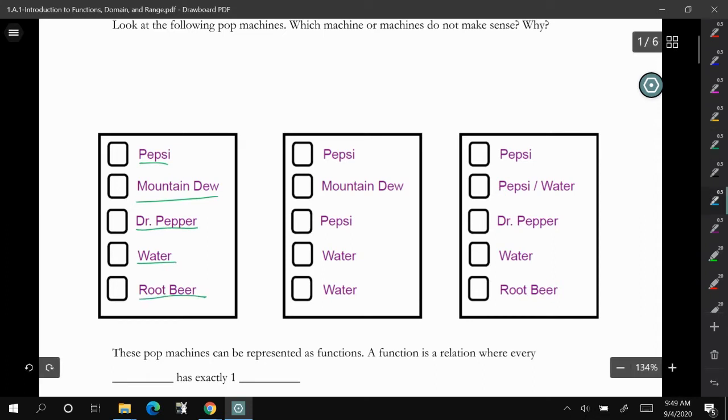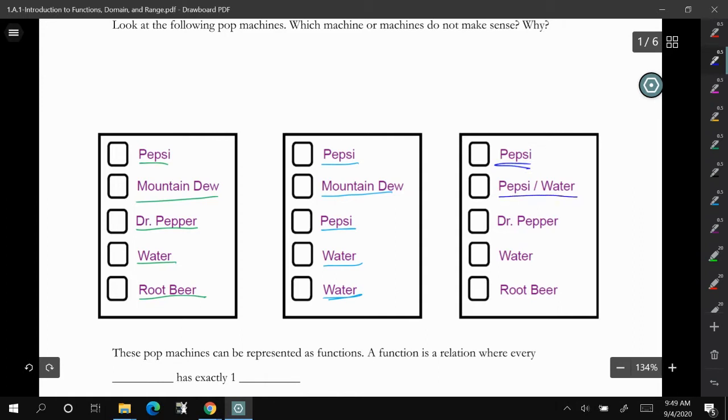I have this one here. One button gives Pepsi, another button gives Mountain Dew, another button gives us Pepsi, and then two buttons give us water. And that makes sense. You see on pop machines that sometimes they'll have 2 or 3 buttons for the same beverage if it's a very popular one. Now this one over here, this button gives us Pepsi.